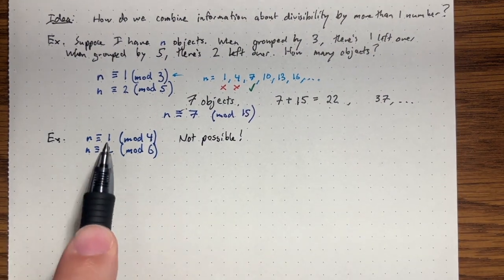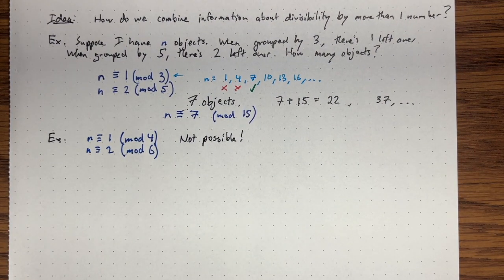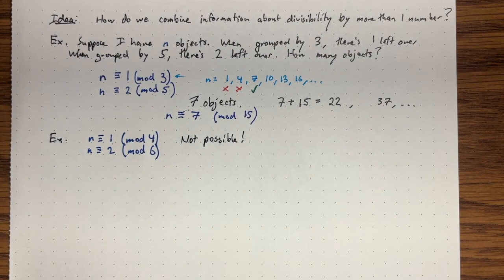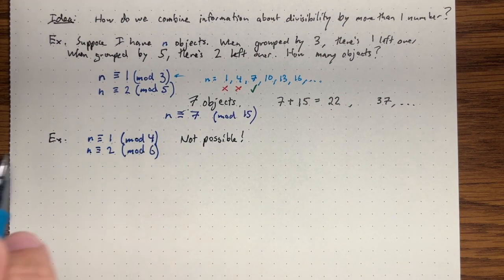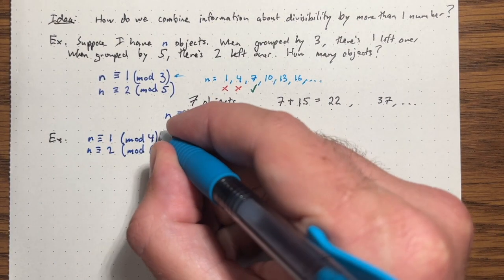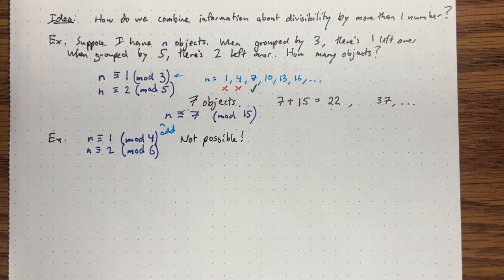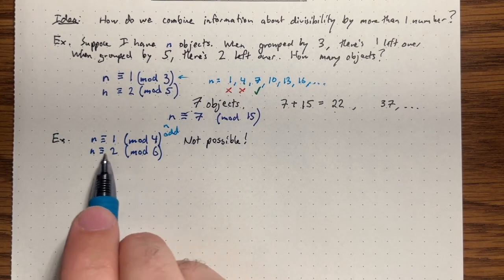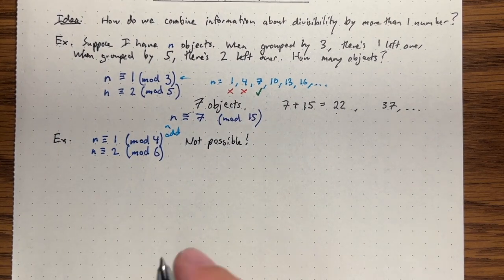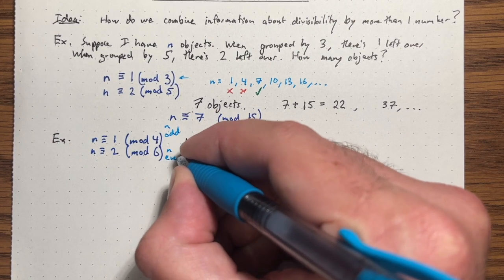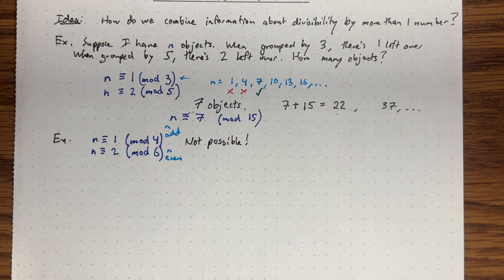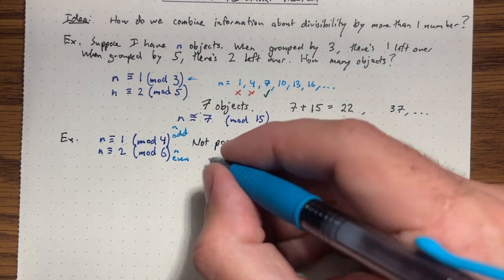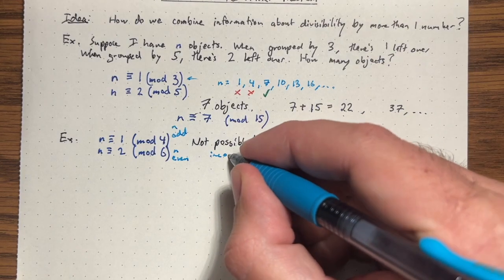Why is that? Well, if we think about this first one, if we're 1 mod 4, we're going to form 4k plus 1, we're definitely going to be an odd number. All right, so something of the form 1 mod 4 is an odd number. So this is saying n is odd. But in this one here, if we form 6k plus 2, we're going to be an even number. So this one is saying that n is even. And that's a contradiction. We can't have both of these. There's some sort of incompatibility.